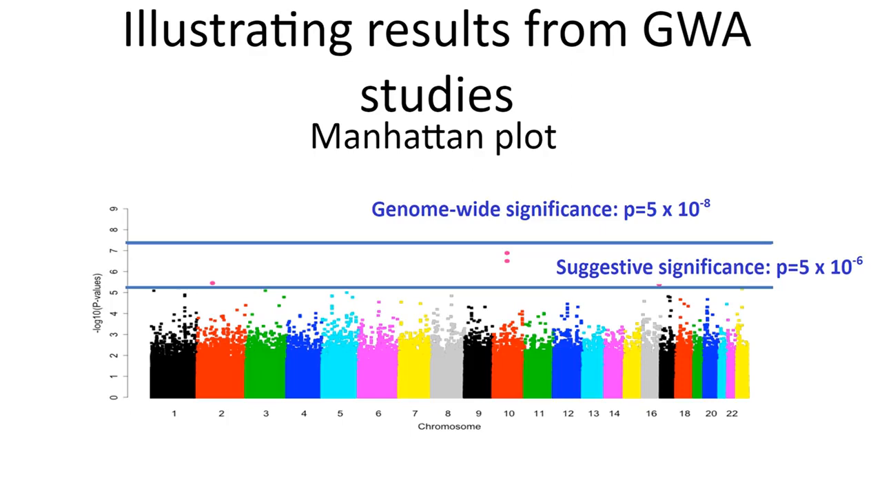We define suggestive significance as 5 by 10 to the minus 6, which is actually p equals 0.99, if you want to think about it in a... But actually, what we see in genetics when we do this type of analysis is there are generally, not in this particular plot, but generally, many things in the suggestive range, as well as an increasing number of things in the genome-wide significant range.